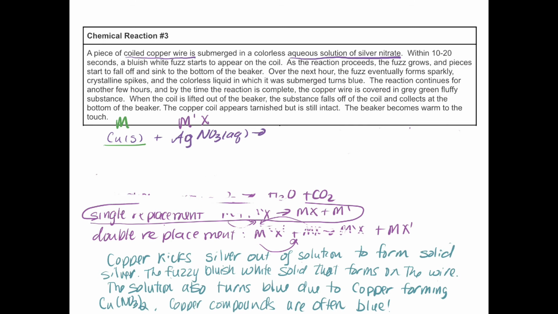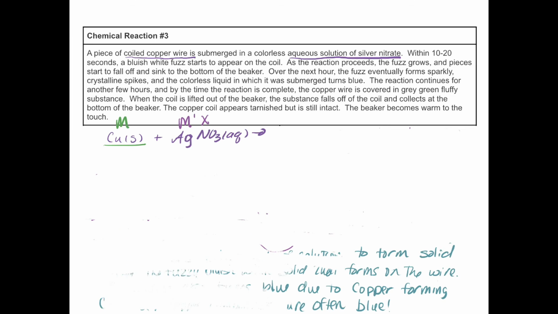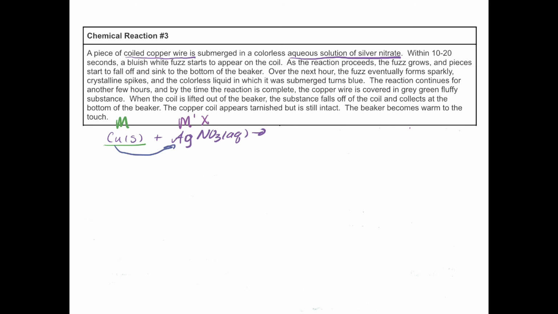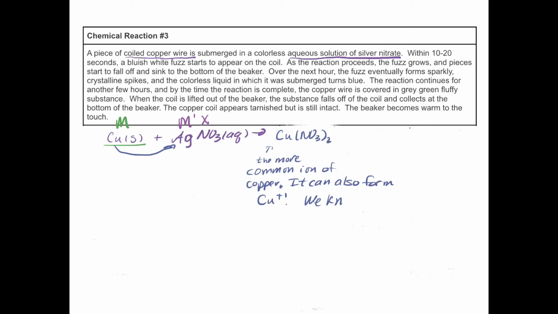All right, so we know copper goes in and kicks the silver out, and it's going to bond with nitrate. So we've got Cu, which is +2. Now copper has two charges, 1 or 2, but 2 is the more common one, and that's why I'm using it here. So we're going to take Cu and crisscross it with our nitrate, which is -1. So we end up with Cu(NO3)2.